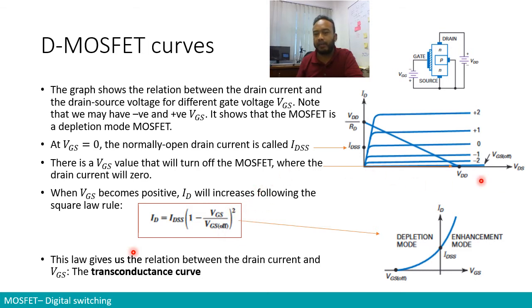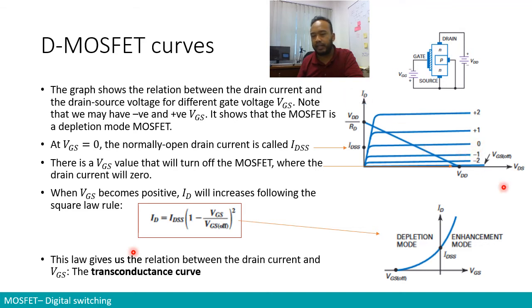VGS off is another parameter that you can see in the curve. VGS off is the gate voltage, of course a negative voltage, that we need to supply in order to completely turn off the MOSFET, so that there will be no current, or a very minimal amount of current, passing through the drain and the source. So this law is the relation between VGS and ID.